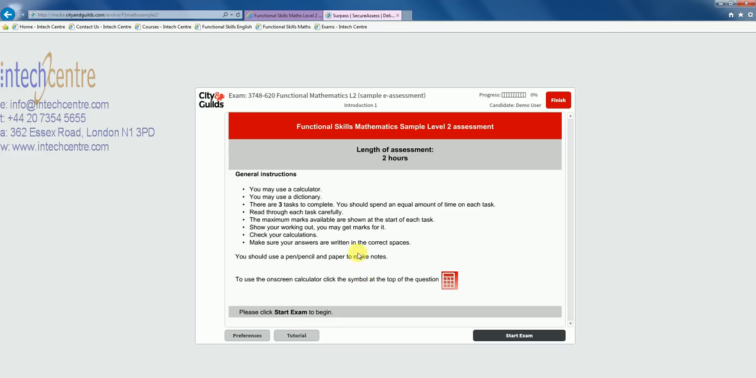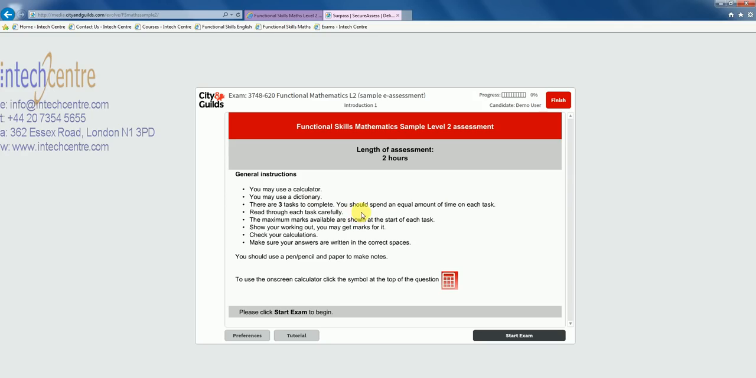Okay, so as you can see here, this is coming up with the Functional Skills Mathematics Sample Level 2 assessment. The length of the assessment is 2 hours. These are the general instructions that you should read carefully. You may use a calculator, you may use a dictionary. There are 3 tasks to complete. You should spend an equal amount of time on each task. So for Level 2, you have 2 hours. That means spending an equal time on each task, which is around 40 minutes.